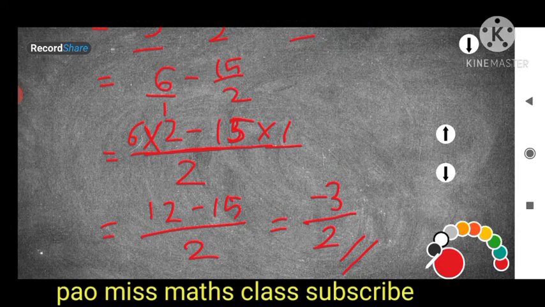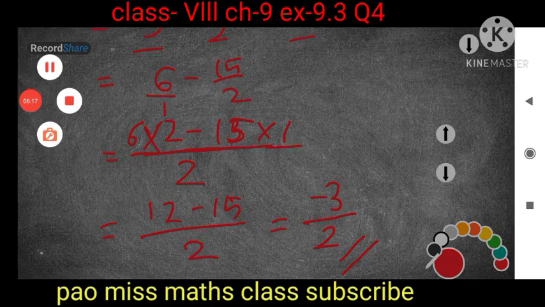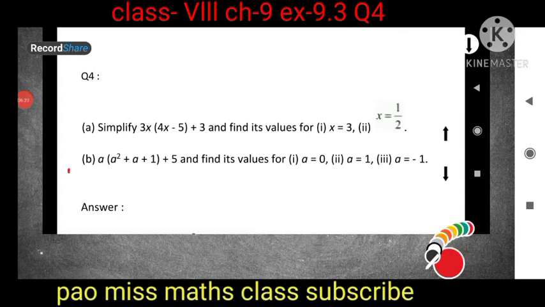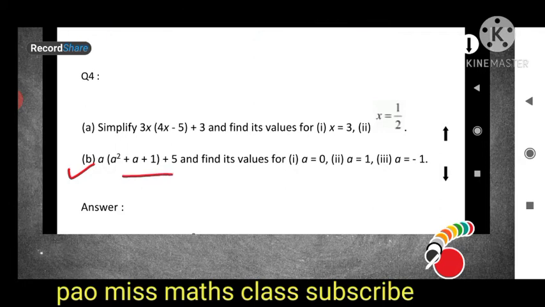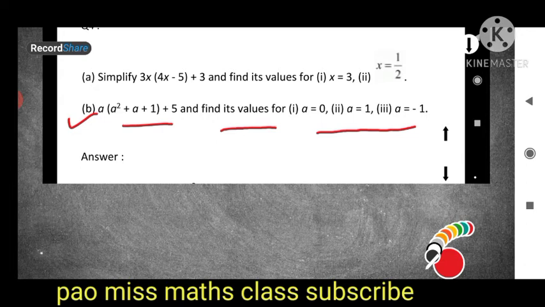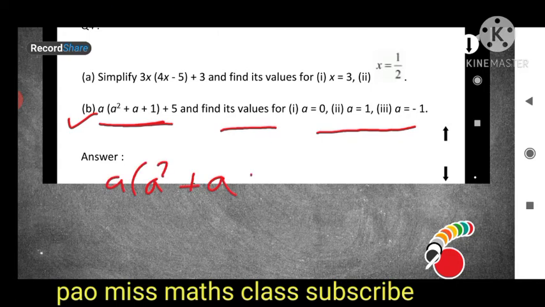Now come to the next question. Question 4b. It is given a, then inside the bracket a square plus a plus 1, plus 5, and find its value for a equal to 0, a equal to 1 and a equal to minus 1, isn't it? So what we have to do here, first we have to simplify the given expression. So a multiplied with a square plus a plus 1, then plus 5.